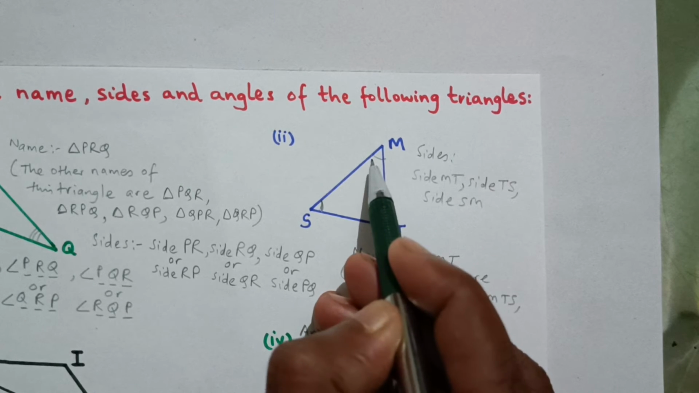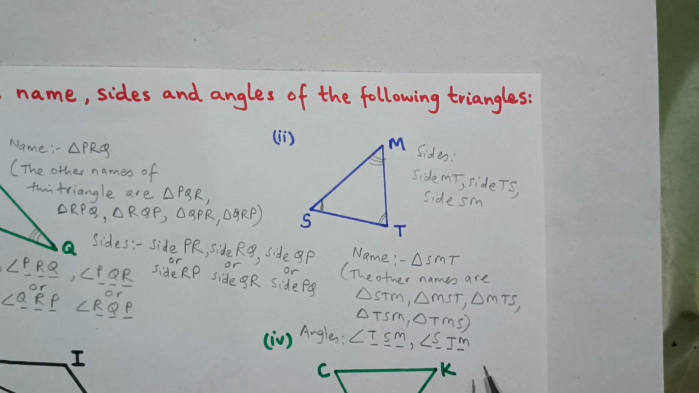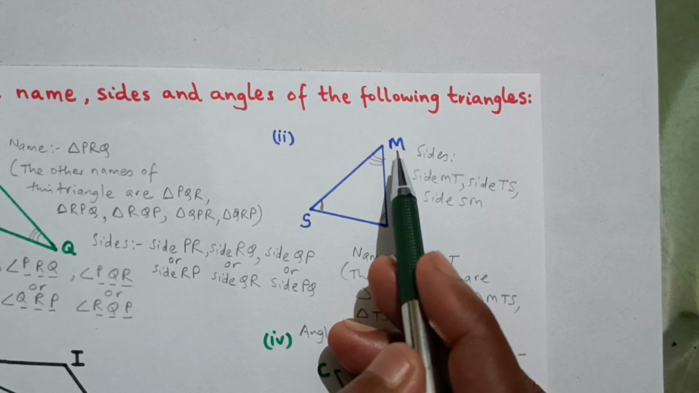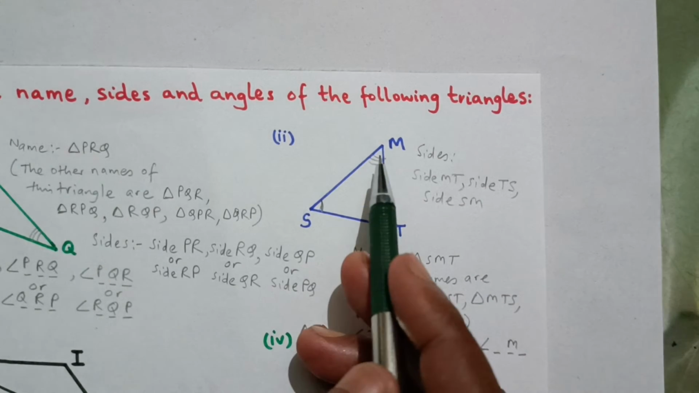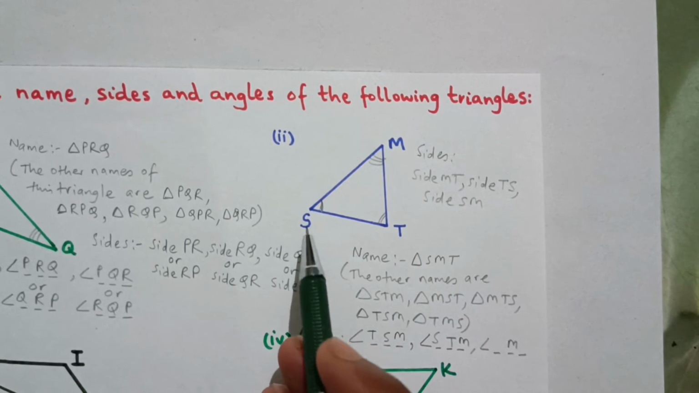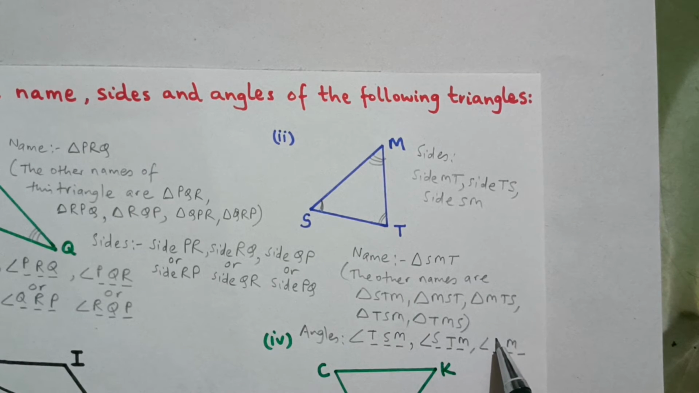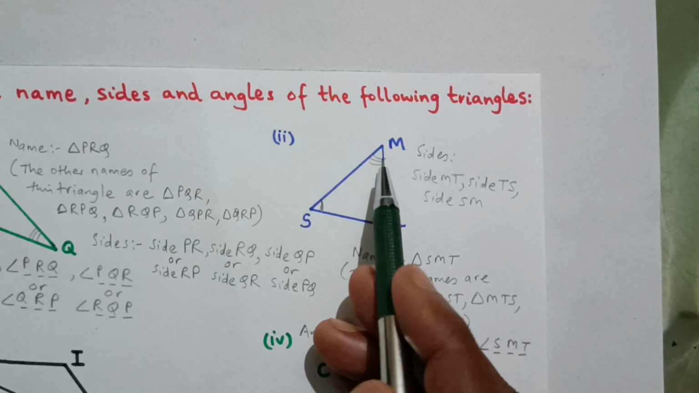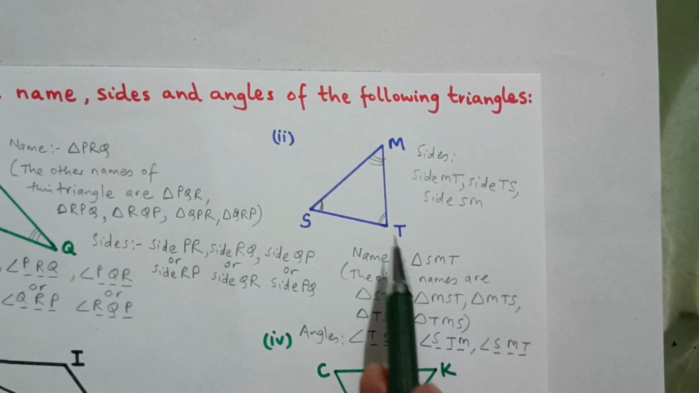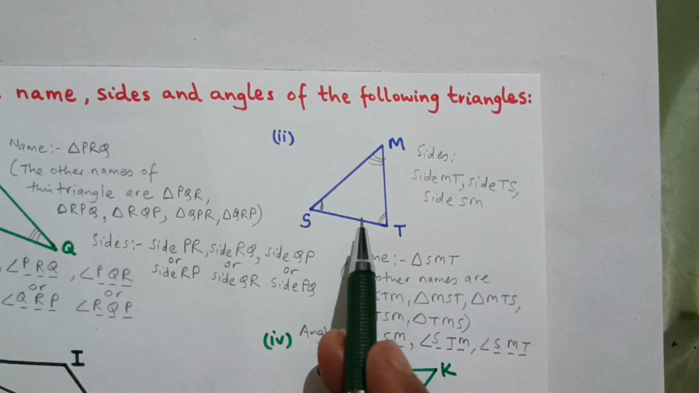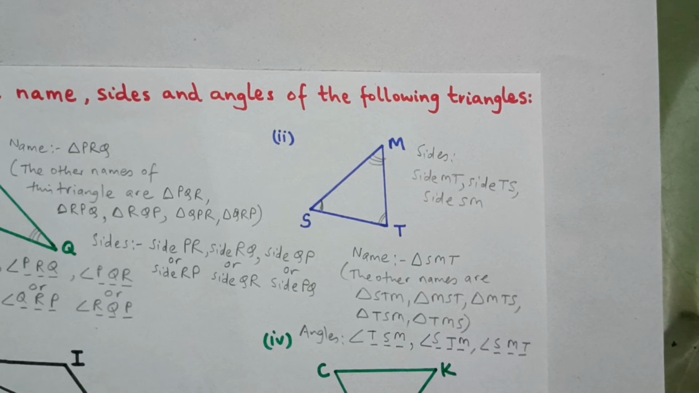And then the remaining angle is this angle. This angle is formed at the corner M, so M will be the middle letter. The other two letters of this triangle are S and T. I will write S over here and T over here. You could have written T over here and S over here; that is also correct. So this angle is angle SMT. So these are the three angles of this triangle. And with that we have solved question number 2 also.